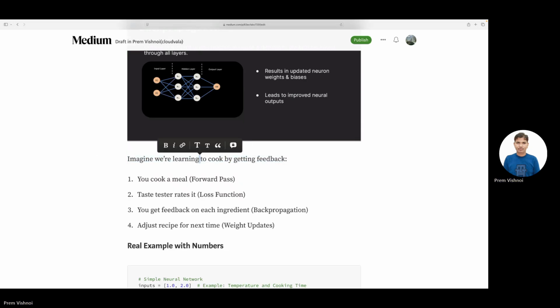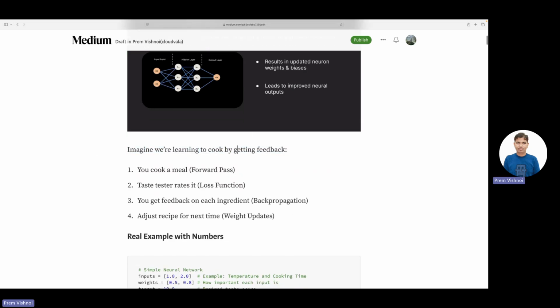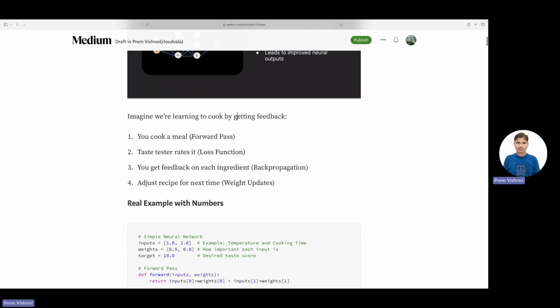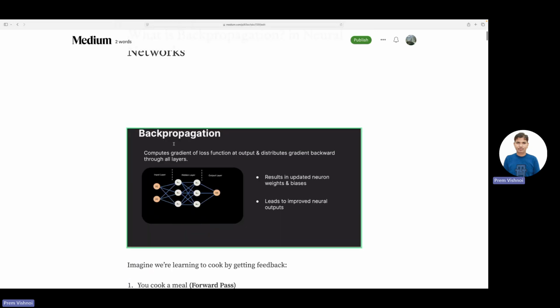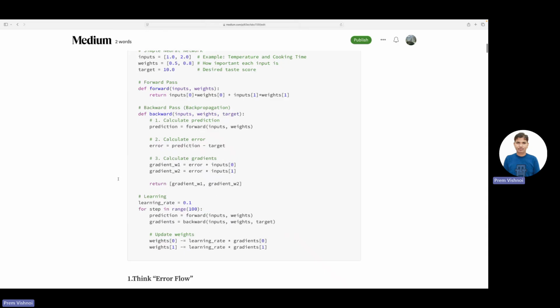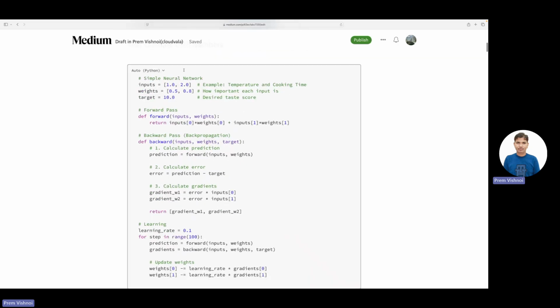For example, we are learning cooking, right? In cooking, you cook a meal in the forward process, and then you test it and apply the loss function. You test whether it is what you expected, and it is not the result. You get feedback on each ingredient going backward, then improve, test again, and adjust the recipe the next time. That is a way to adjust. This is a very simple example, and it's very useful. A simple neural network.